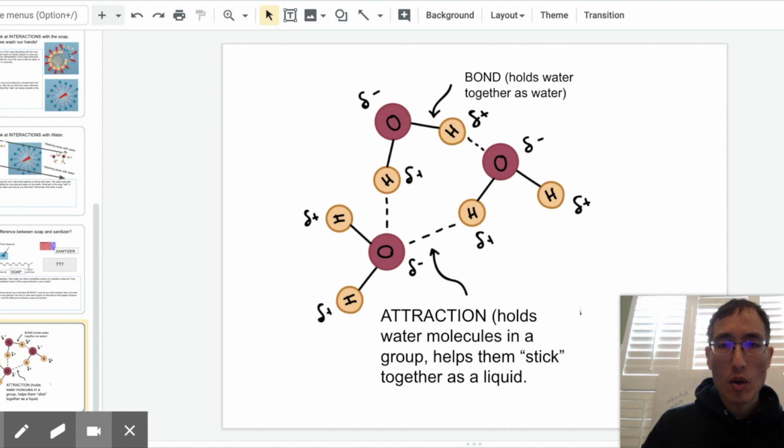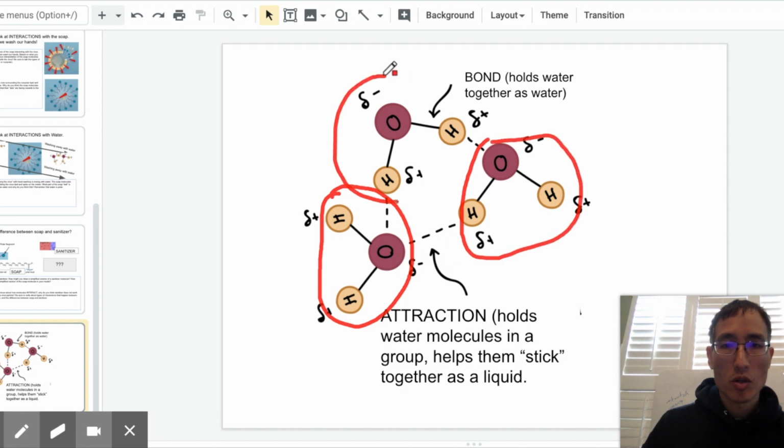And so I want to be thinking about now, what are some differences between attractions and bonds. So if I have water, this is a water molecule right here, and water has charges. So charges here, charge here, and we can see that between, this is a water molecule here, this is another water molecule. So between individual water molecules, there's this dashed line. And this dashed line we're going to call an attraction.